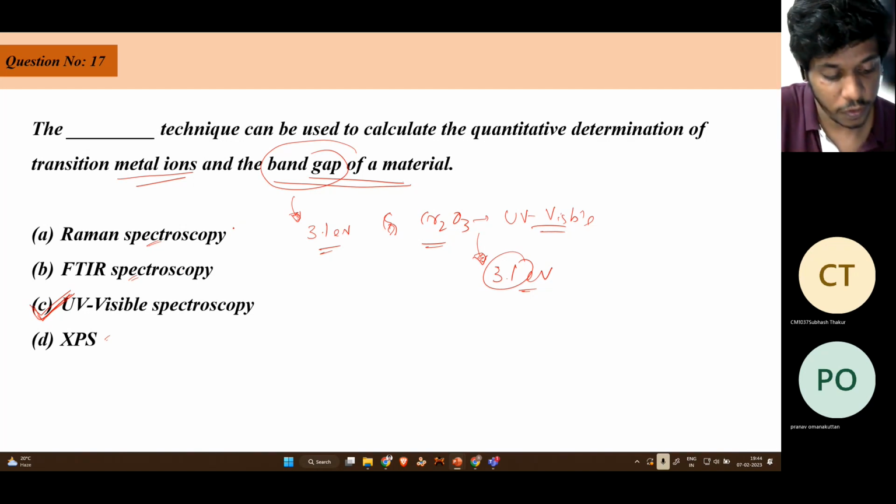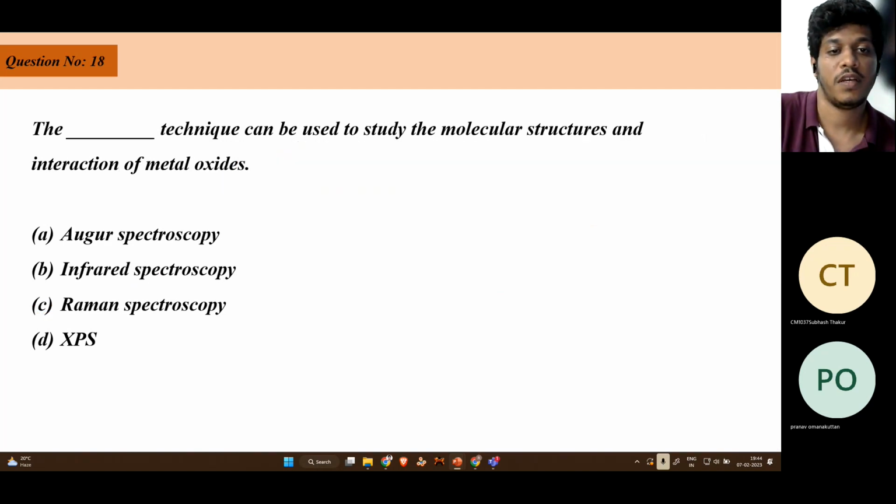Okay, now let us go forward. The dash technique can be used to study the molecular structures and interaction of metal oxides. This is another, more complicated technique, whereas with UV-visible you can have a portable device. Portable in the sense that, compared to a Raman, UV-visibles are comparatively portable devices. And the answer is of course Raman spectroscopy. Raman spectroscopy is a technique that is used to study the molecular structure and interaction of metal oxide.